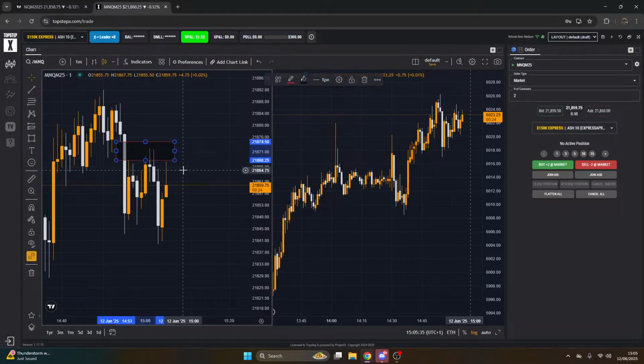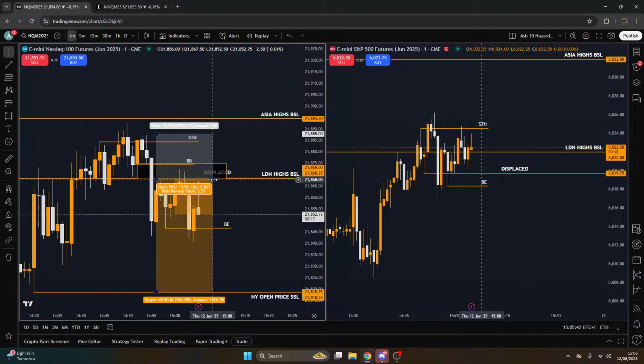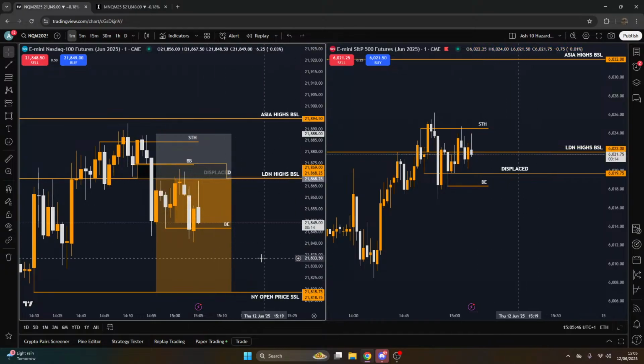Holy. And yesterday, actually, I got stopped at break even. It ran straight to my TP. So I swear to God, this looks like it's going to potentially run lower again, which would not be too great. Let's see how price unfolds.